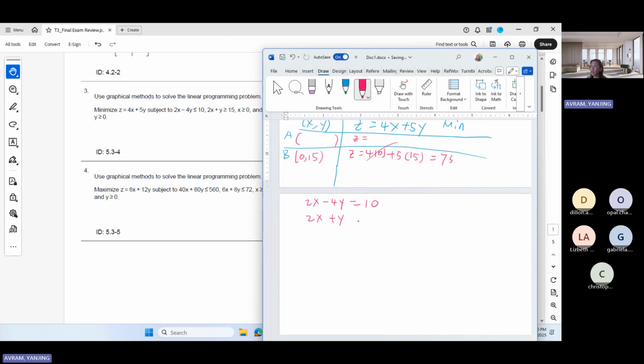2x plus y equals 15, right? Since I have a 2x in both equations, I might easily just do this one by hand, or you can put it in a calculator. If I do this one by hand, it would be really easy.